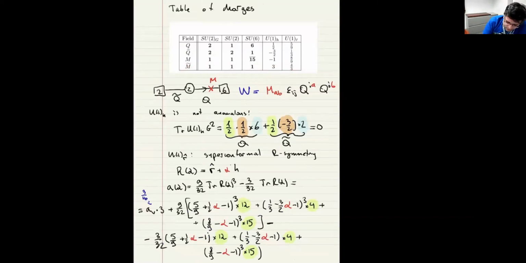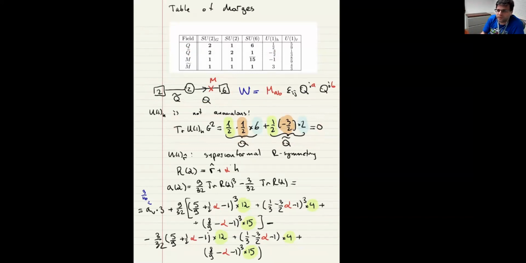Again, the Qs are a sextet of SU6. And if you want to assign an anomaly-free U1 charge to these fields, the proper assignment is a charge of 1/2 to the fields Q and a charge of minus 3/2 to the field Q tilde. This can be easily verified: this assignment of charges is anomaly-free. Now the question is, with this deformation, what happens in the infrared in terms, for example, of R symmetry?